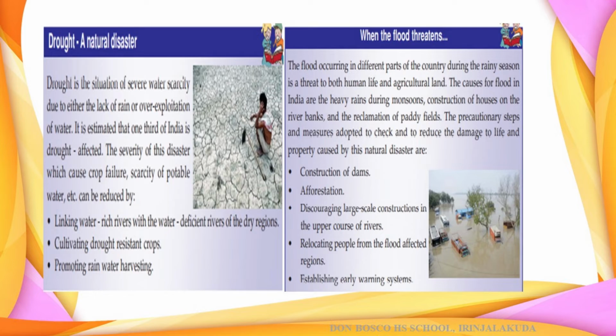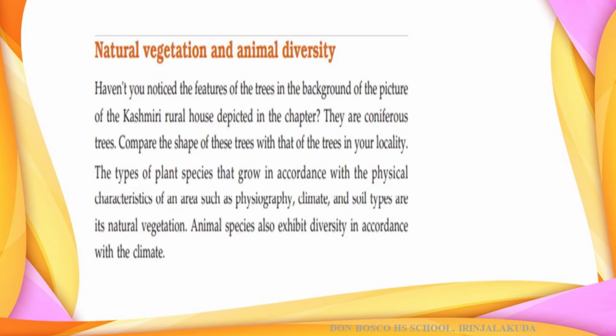Then, during the time of flood, we must relocate the people from the flood-prone region, the region where there is frequent flood. We must shift those people from those regions to another safer place. Then, establishing an early warning system, giving warning beforehand, so that the people themselves can empty their houses and go to another region. Now, next we are going through the topic natural vegetation and animal diversity.